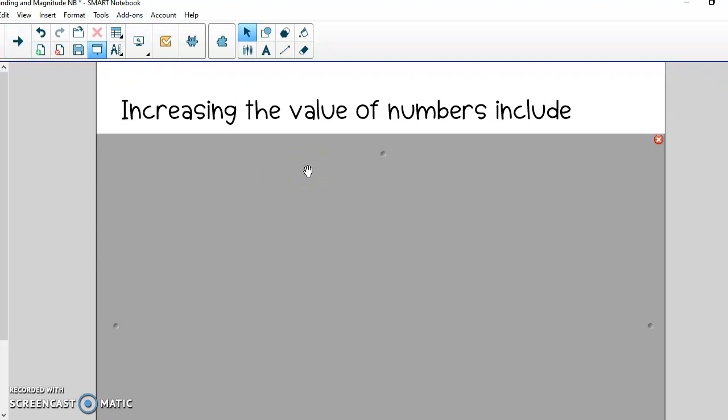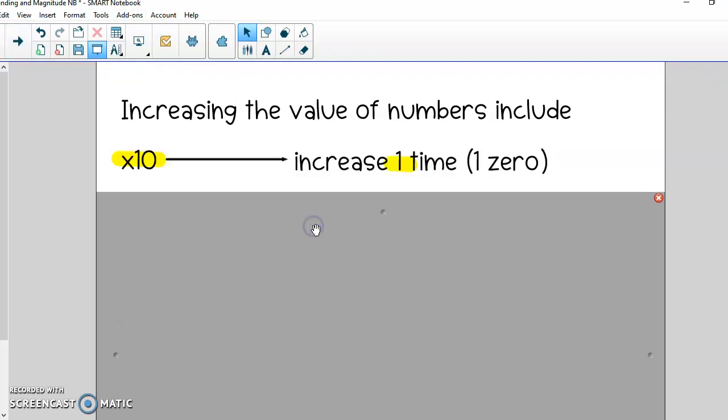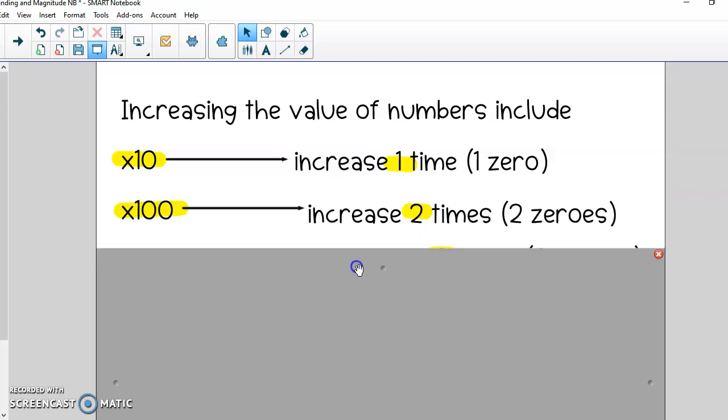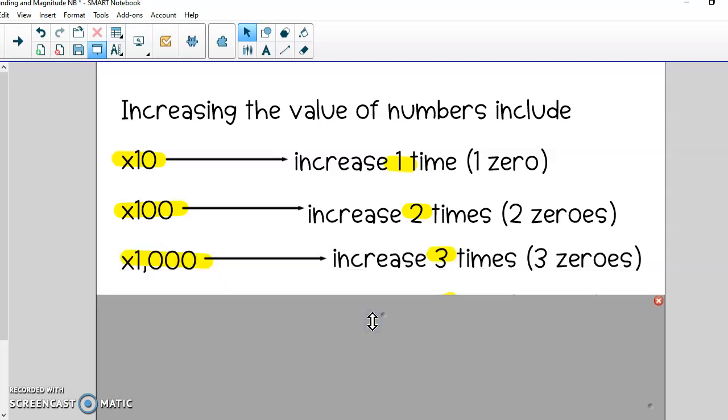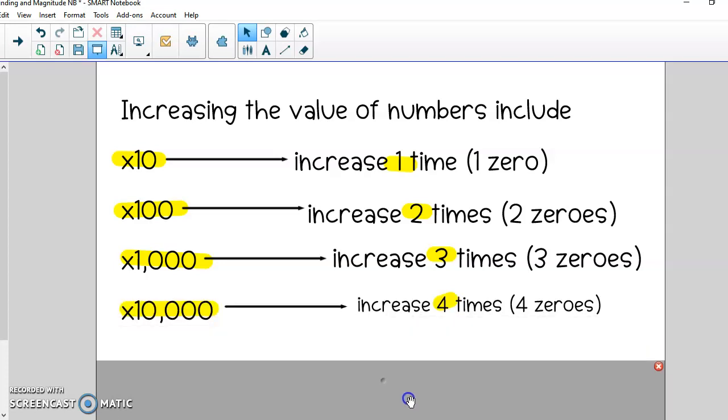So increasing the value of numbers includes times 10. Times 10 just means to increase one time to the left, which is 10 in 10. Times 100 just means to increase 2 times because there's 2 zeros in 100. Times 1,000, you're going to increase the value 3 times because there's 3 zeros represented in 1,000. And 10,000, you're going to increase the value by 4 because there's 4 zeros.